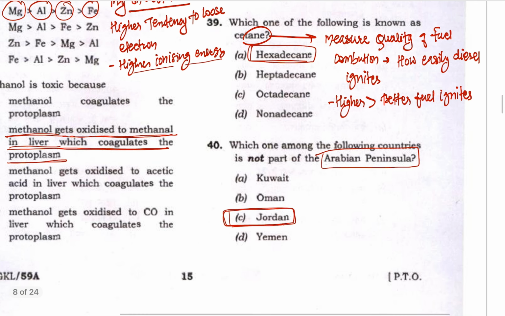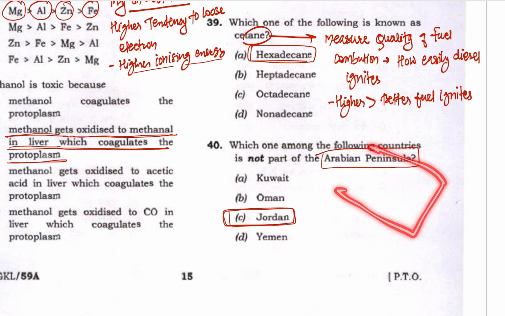Now, which countries are part of the Arabian Peninsula? We know that Jordan is not a part of the Arabian Peninsula. This is the Arabian Peninsula. We know this is Oman, Yemen, right? Oman, Yemen. Then we have Kuwait here. This is Arabia. So Jordan is not a part of the Arabian Peninsula.